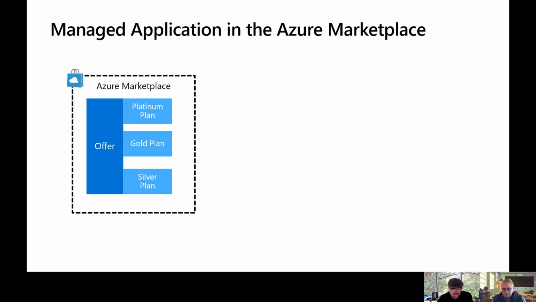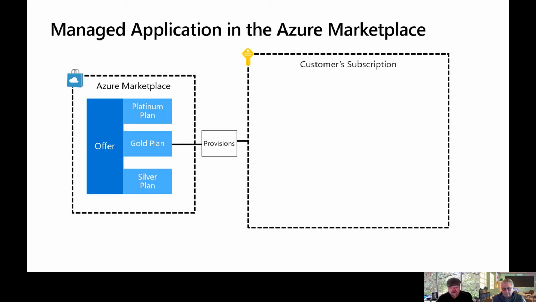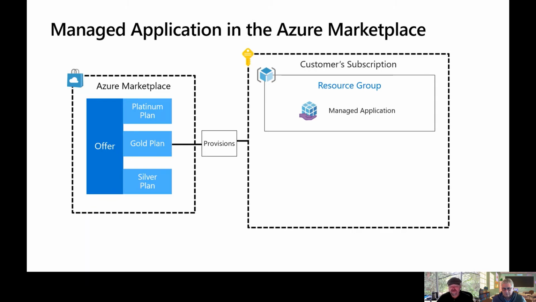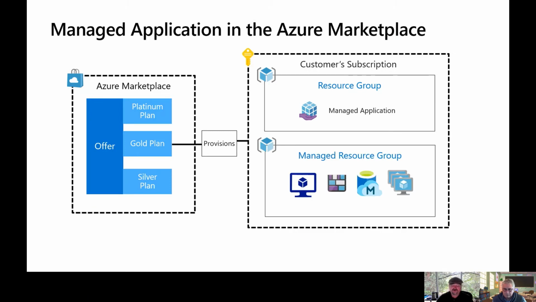Now, when I purchase that plan, what happens is that we provision resources into my subscription. We do that in a two-step way. One, we create something called a managed application itself. This is the crux of what we've been talking about. What is that? It's really nothing more than a service identity that you're going to use to access resources that you deploy into the customer's subscription in this next resource group. We talk about this as a managed resource group, and it's the one into which we deploy all of those resources.